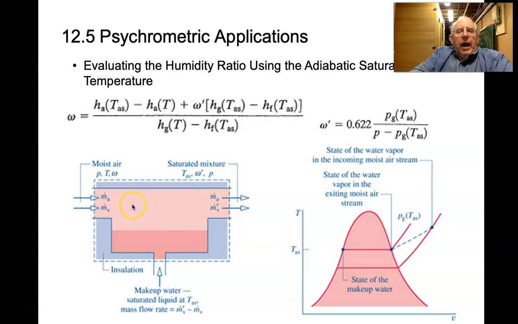And so after it's going across here, what's going to happen is the temperature, which came in at a mixture temperature, will actually drop to a lower value of temperature called TAS.